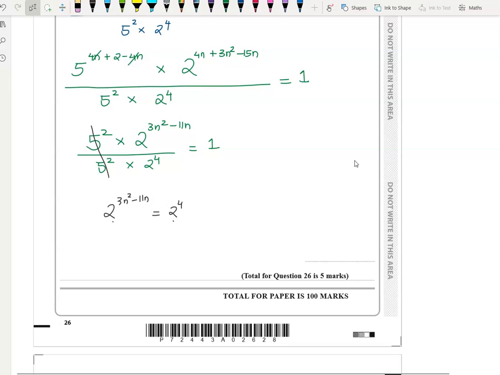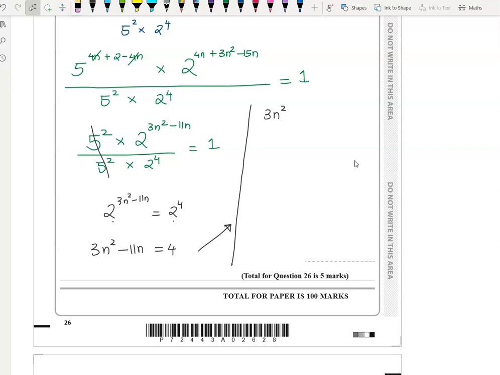Now since the bases are equal, the powers are equal. So you get 3n square minus 11n equal to 4. We end up getting a quadratic. Shift 4 to the left. So you will get 3n square minus 11n minus 4 equal to 0. Now you need to factorize this quadratic.